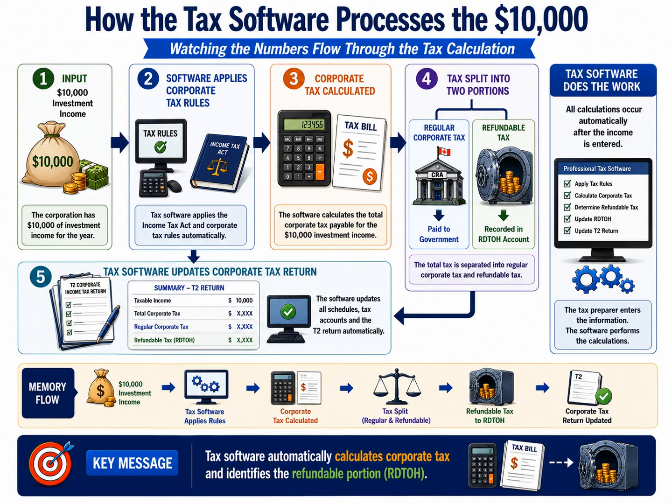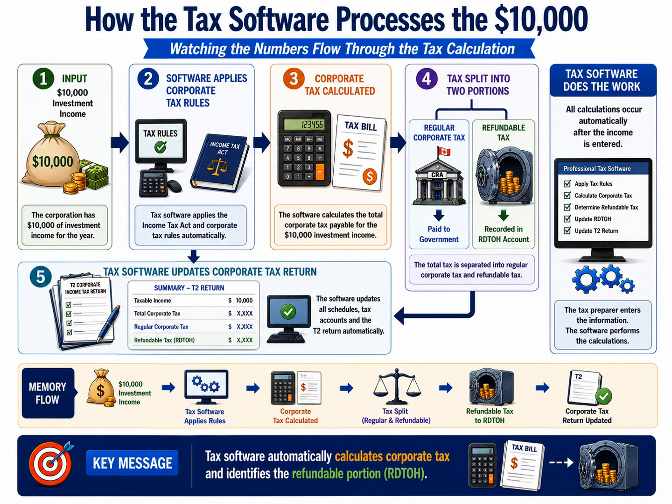Now that the investment income has been entered into the software, let's see what happens behind the scenes. In our example, the corporation has entered $10,000 of investment income. Once the calculation begins, the software automatically applies the corporate tax rules contained in the Income Tax Act. This is one of the biggest advantages of professional tax software. It knows which tax rates apply, how investment income is treated, and how each amount should flow through the corporate tax return. The software first calculates the corporation's total corporate tax based on the investment income entered.